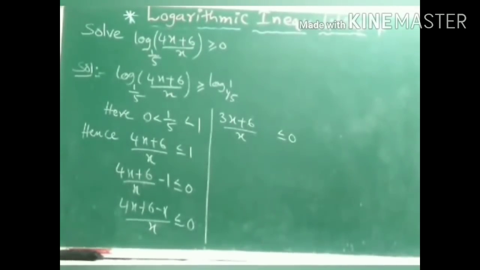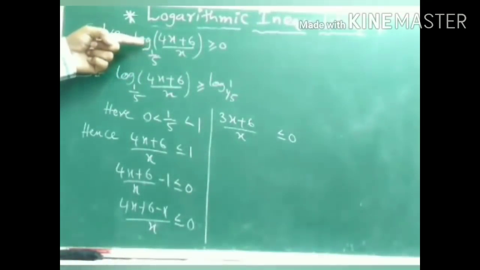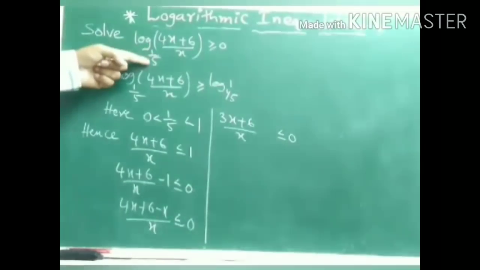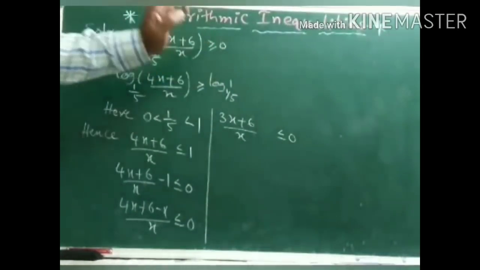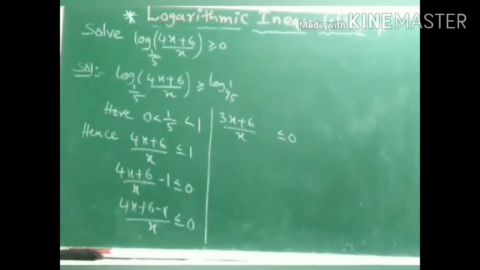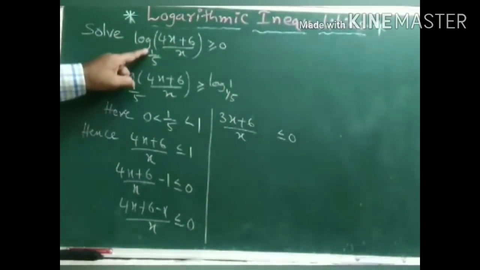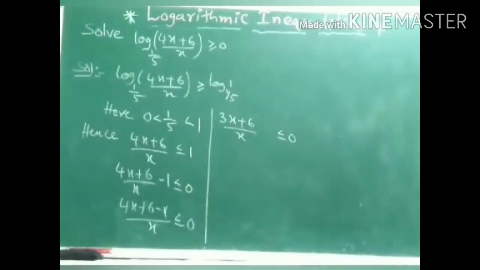Coming to the next problem: solve log of (4x + 6)/x to the base 1/5 greater than or equal to 0. So look at the base, especially here 1/5. As we already discussed earlier, entire logarithmic inequalities depend on the base. So you just need to observe whether the base is greater than 1 or the base lies between 0 and 1. Okay, so now clearly coming to the solution.